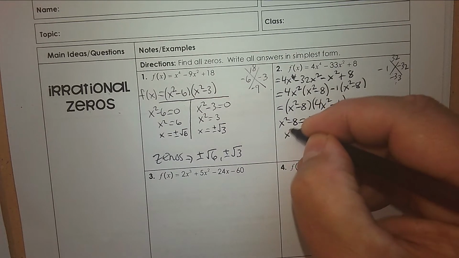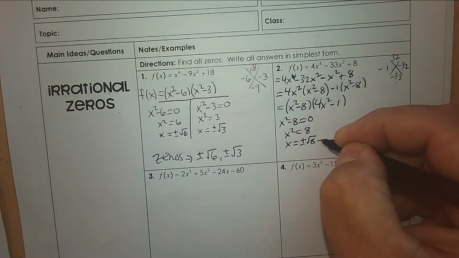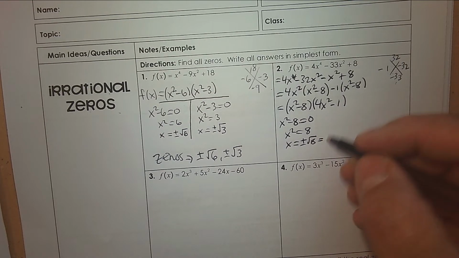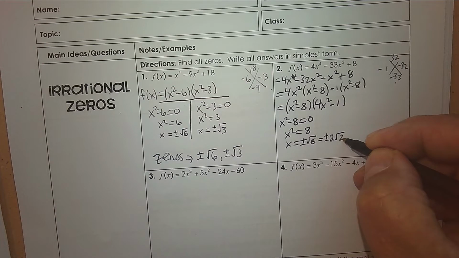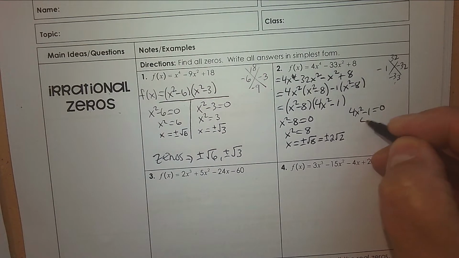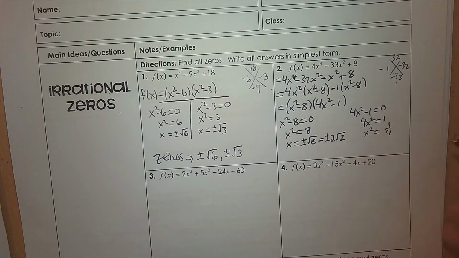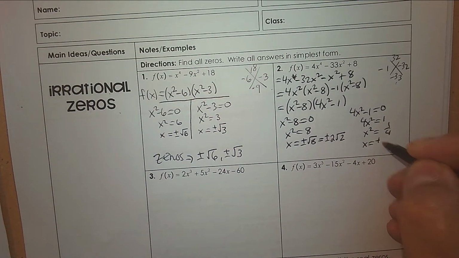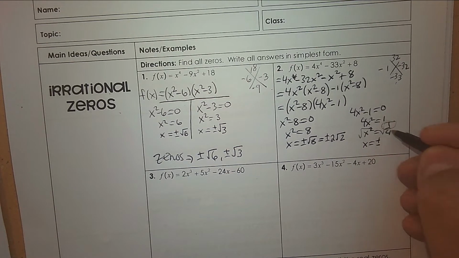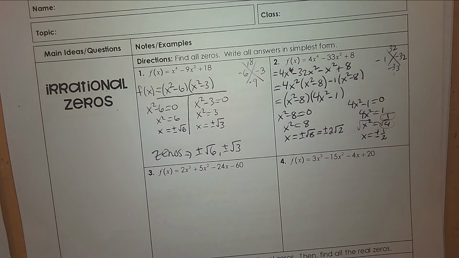For this one, I'm going to add 8 and take the square root. Again, the answer is positive and negative. You might remember that the square root of 8 can be simplified because 8 is 4 times 2. So the square root of 4 is 2, and what's left over is root 2. The second one, 4x squared minus 1 equals 0. Again, I'm going to add 1, divide by 4, and then do the square root; again the answer is positive and negative. The square root of a fraction, you just do the square root of the top and the square root of the bottom. So the square root of 1 and the square root of 4 is 2, so it's plus and minus 1/2.